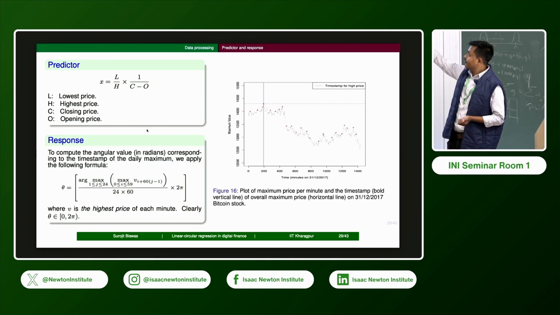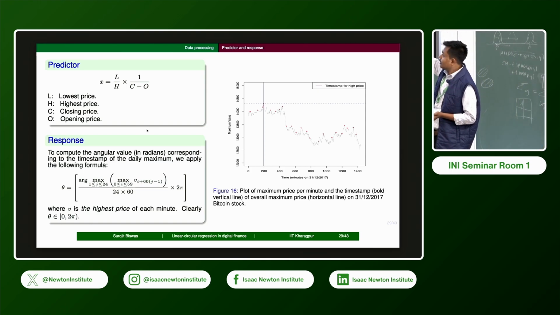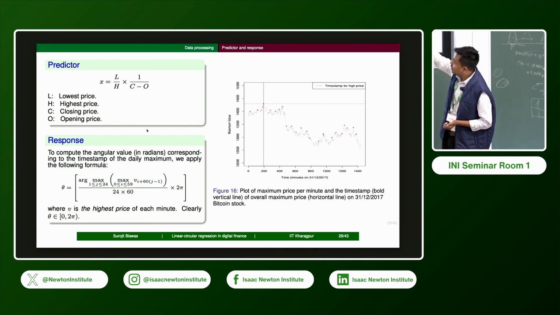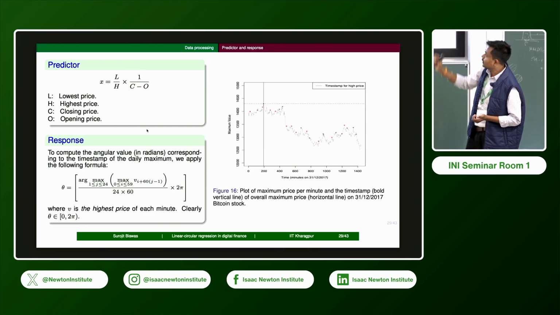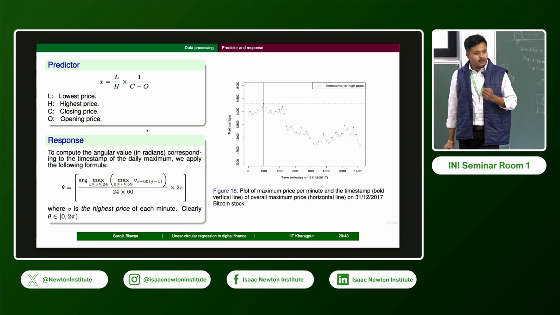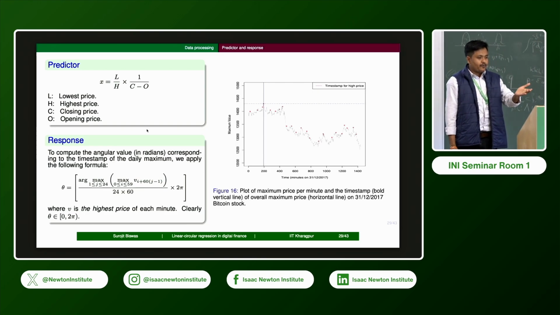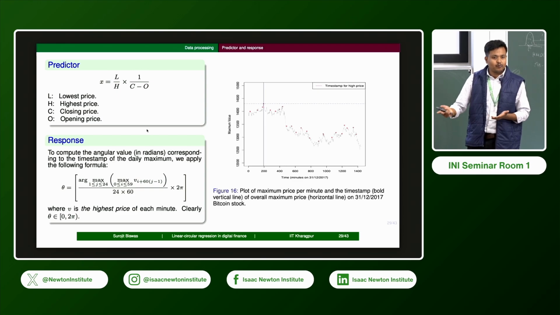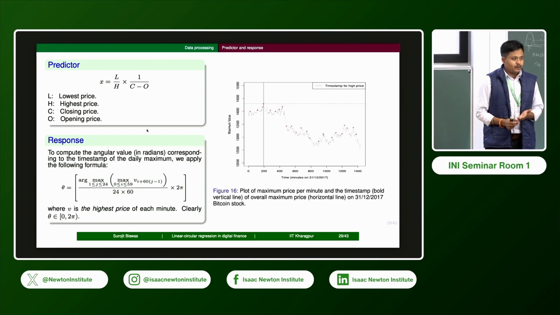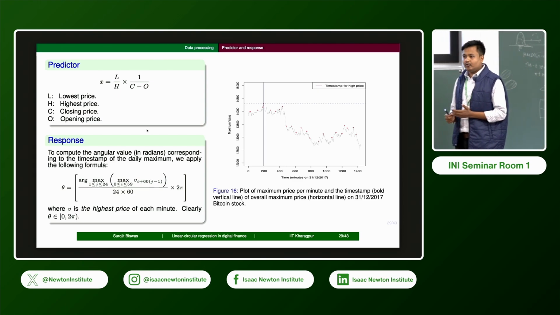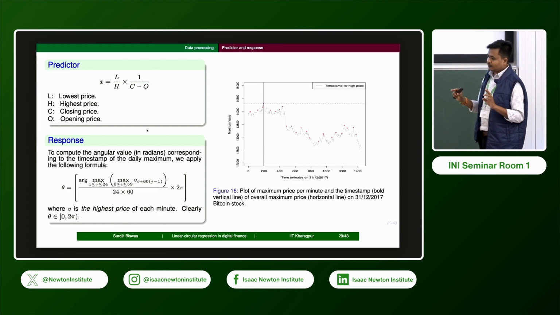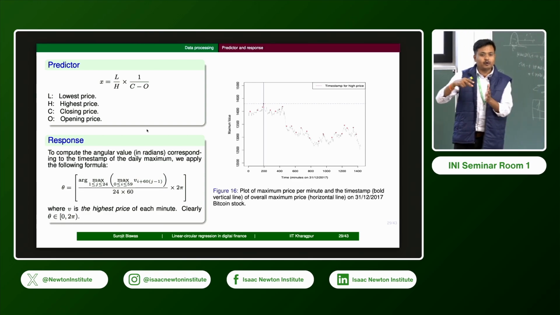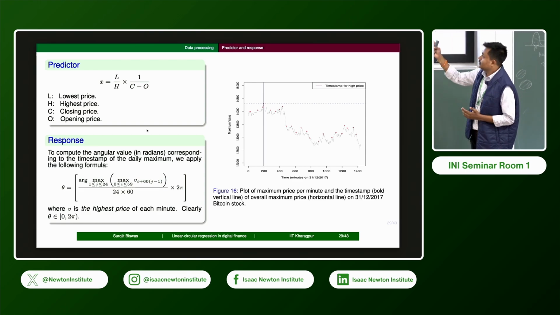And for the predictor, the particular function we have made: L, H, C, O are the lowest price, highest price, closing and opening price. One may ask why this particular one and not another. Yes, you can take another one. We have tried another one also, but right now we don't have any particular formula for what our predictor or covariate should be.